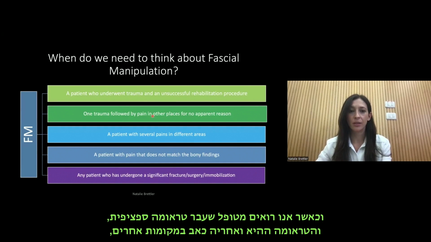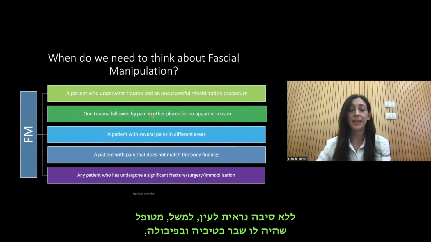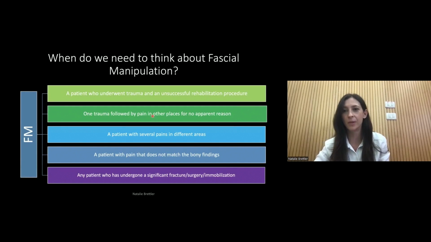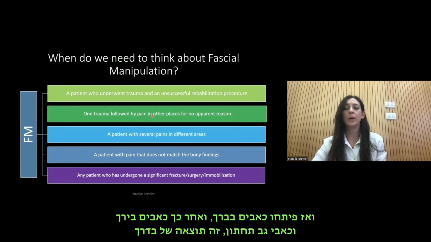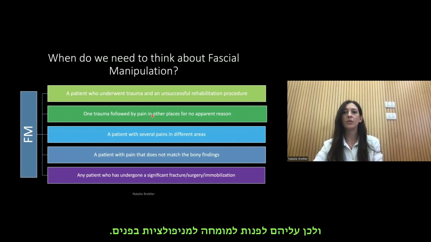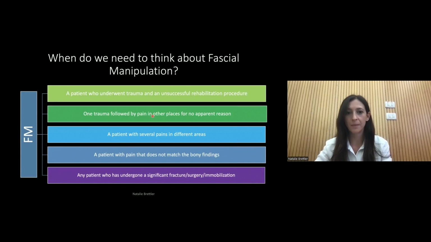When we see a patient that had some specific trauma, and that trauma followed by pain in other places for no apparent reason, for example, a patient who had a fracture in the tibia and fibula, and then developed pain in the knee, and then pain in the hip and low back pain, this is a consequence usually from the trauma they had in the ankle, and therefore they should see a fascial manipulation specialist.